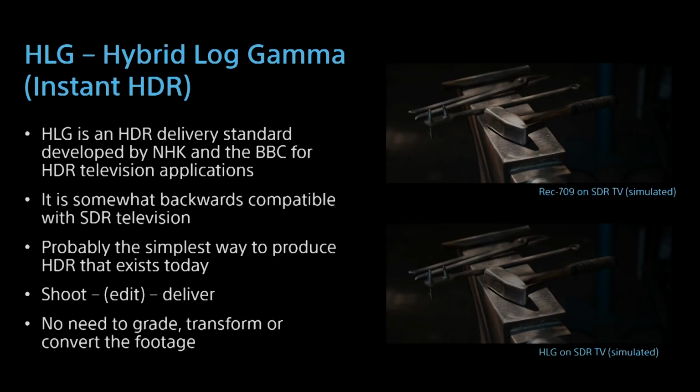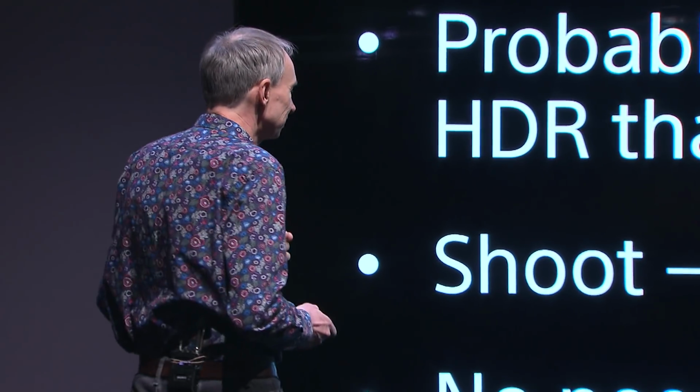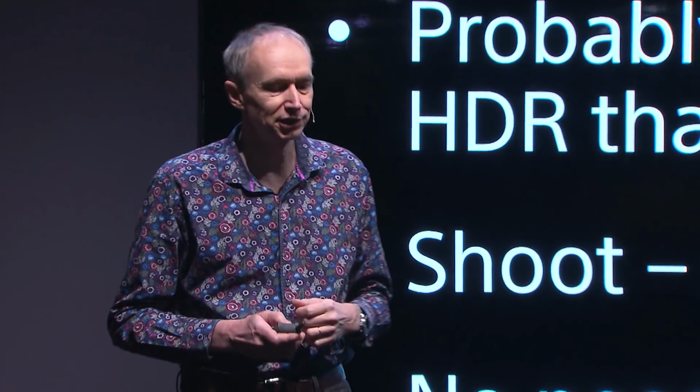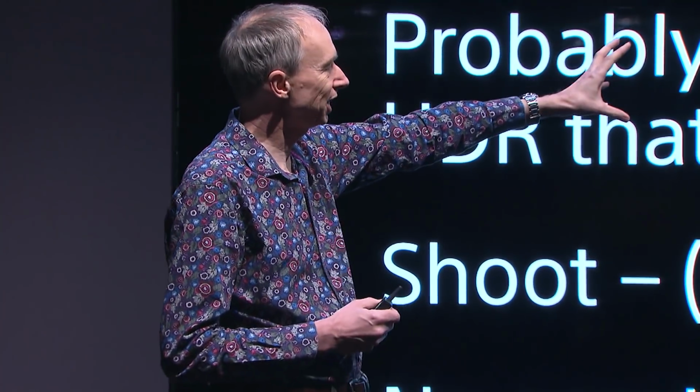Now, hybrid log gamma was developed by the BBC and NHK specifically for television. The other standard that we use, HDR10, PQ, ST2084, is evolved from a cinema standard. So this was designed from the beginning for TV. And that's one of the reasons why it's so much simpler and easier to use. You simply shoot with it and deliver it, and it has a degree of backwards compatibility with standard dynamic range TVs. So this is a representation here.